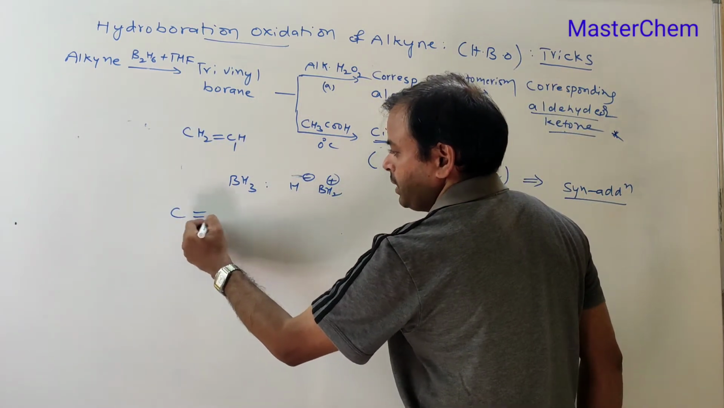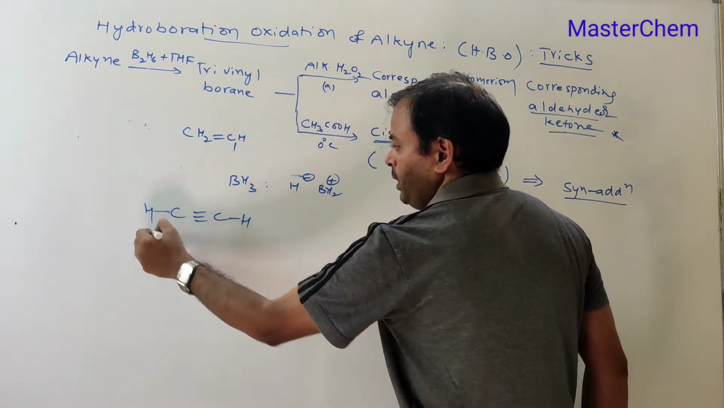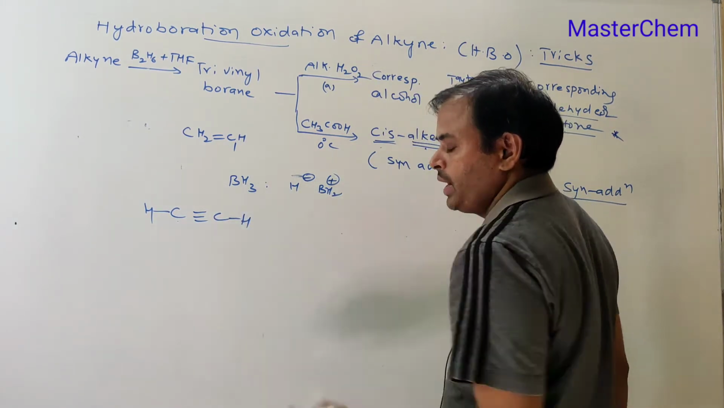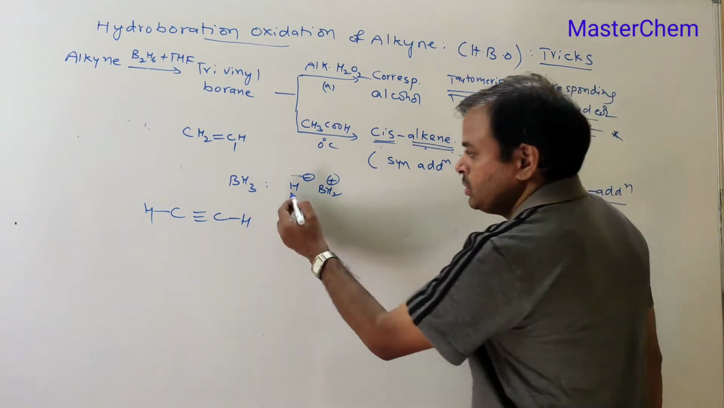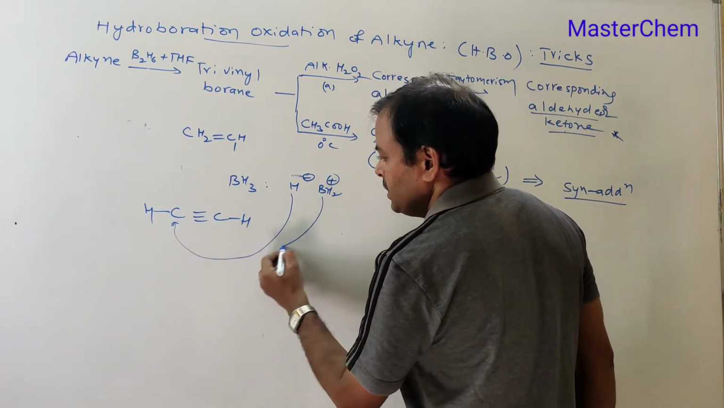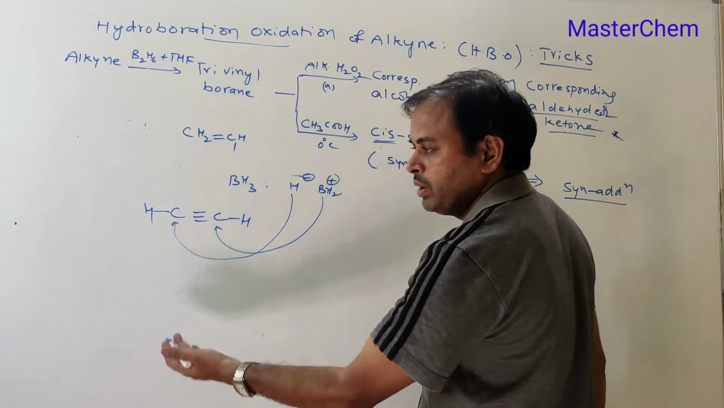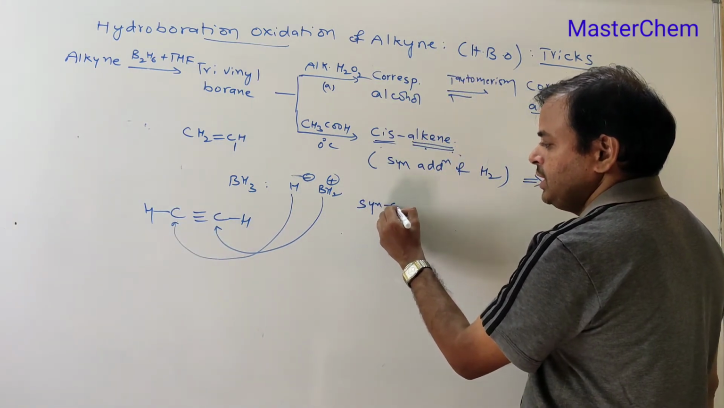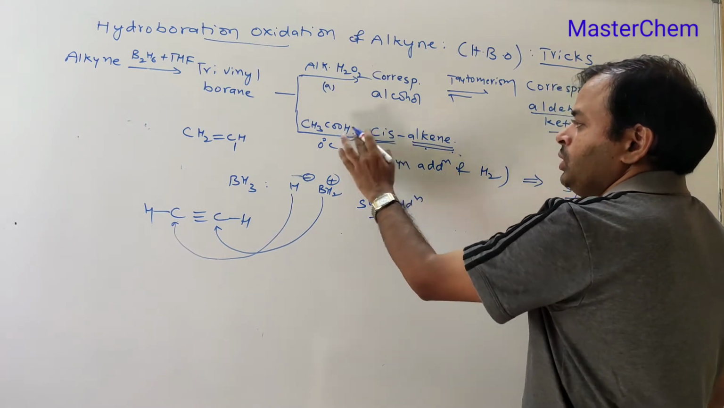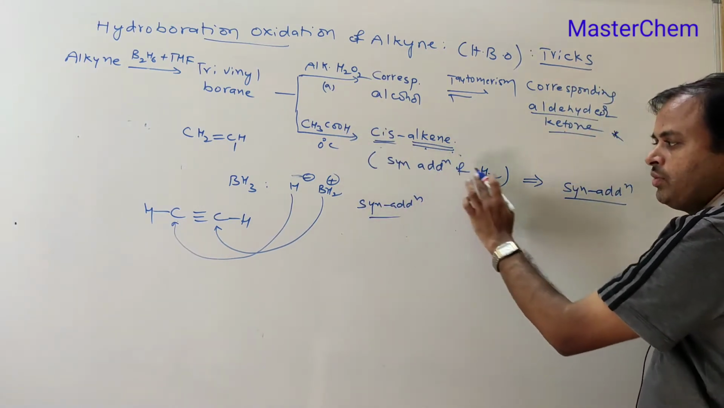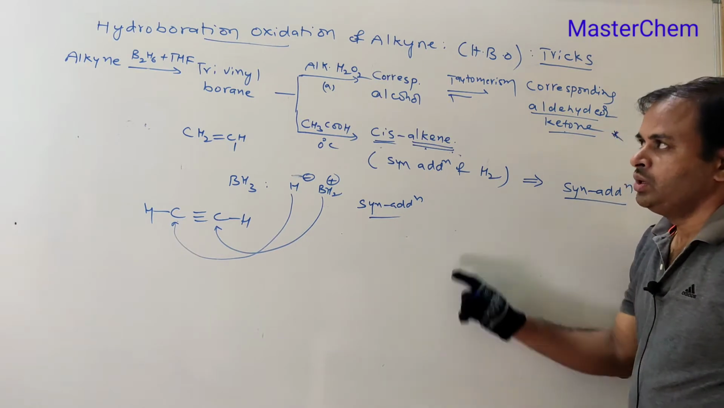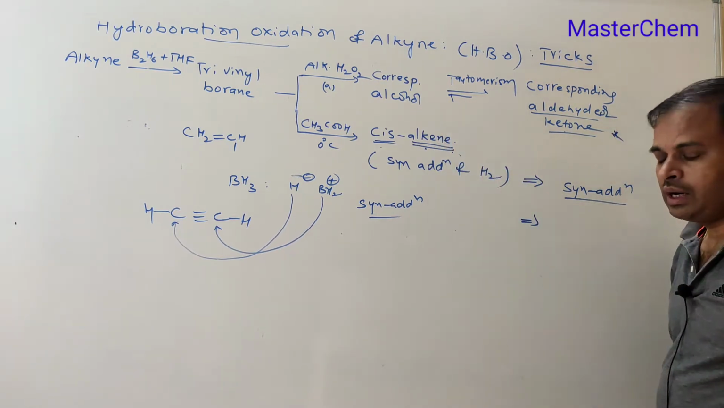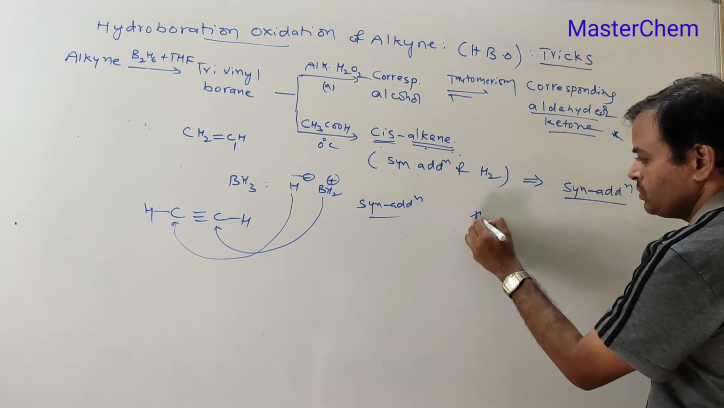So here what is alkyne? This is alkyne. H minus is attached to one carbon and BH2 plus attached to another carbon. So this addition is also from the same side to the double bond. That's why hydroboration is a syn addition, and addition of hydrogen is also syn addition. So that's why cis product is formed, cis alkene.